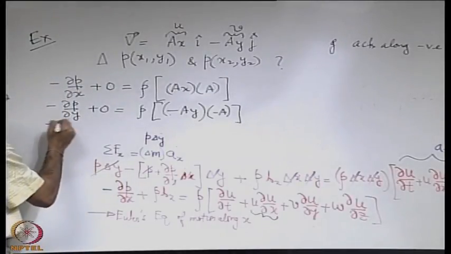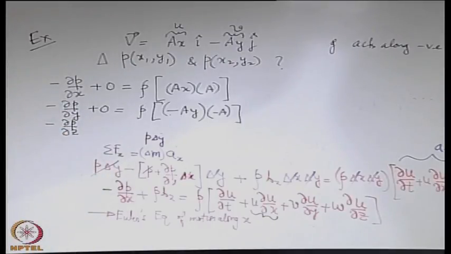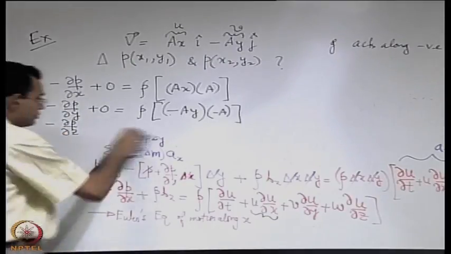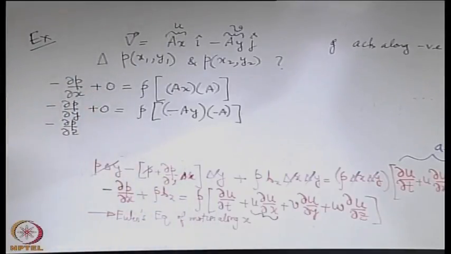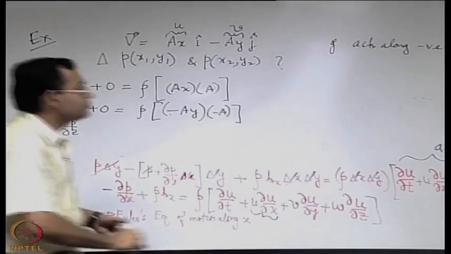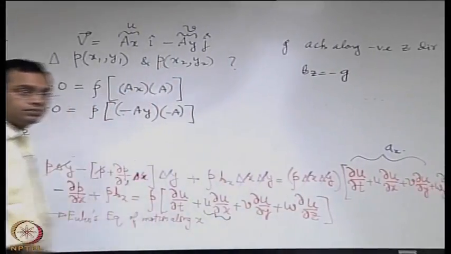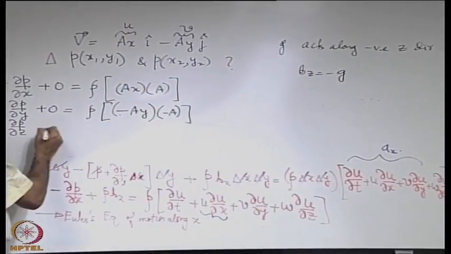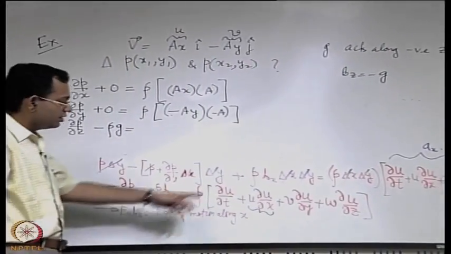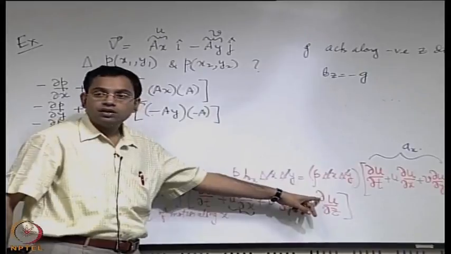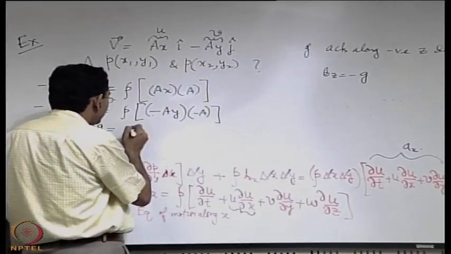Let us consider the z component. Now you have a body force along z, so bz is equal to minus g, so minus rho g is equal to the right hand side, where u will be replaced by w, and there is no w component of velocity, it is a 2-dimensional flow field, so it is 0.